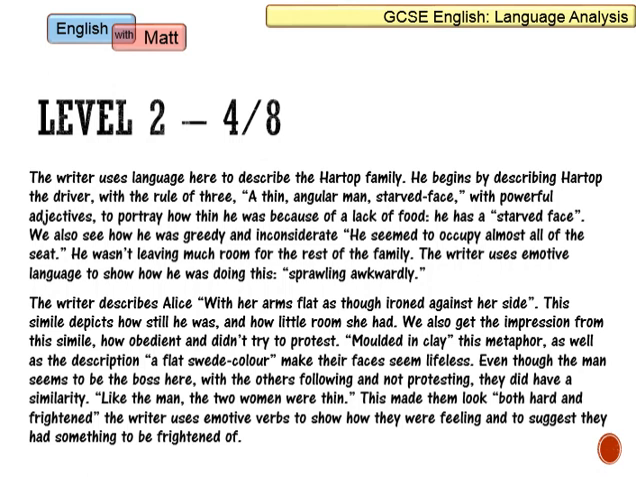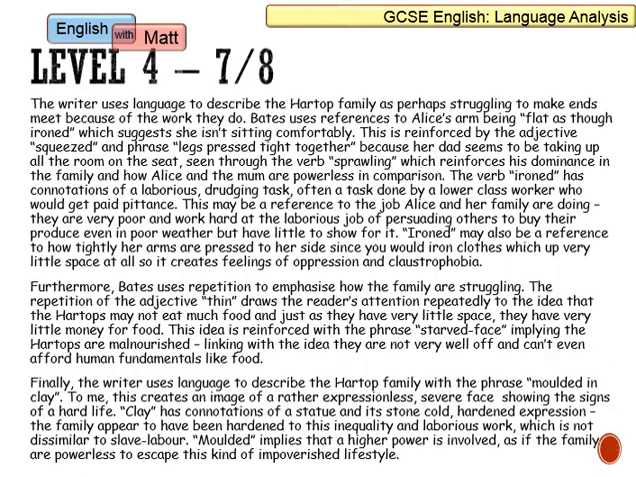Finally, level 4, 7 out of 8, and as you can see, the student has gone into a lot more detail just by the amount of text, and this is quite impressive, obviously, to do in 10 minutes, which is what you've got for this question. So it says the writer uses language to describe the Hartop family as perhaps struggling to make ends meet because of the work they do.